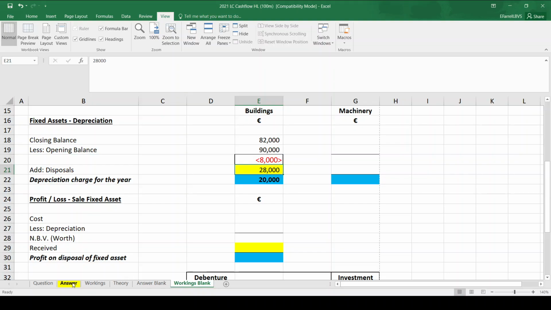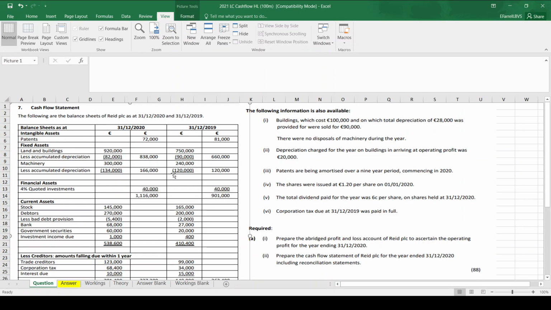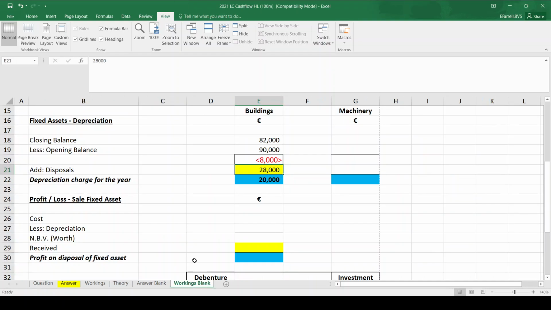So if we want to just have a quick look at what's going on there, because that can be kind of confusing. The buildings, last year the accumulated depreciation was 90,000. The charge for the year is 20,000. So you would expect this year to be 90 plus 20. You'd expect this figure to be 110. Okay, it's not 110, it's 82, so it's 28,000 less. So that 28,000 that's less that was taken out must be the depreciation of the buildings that were sold.